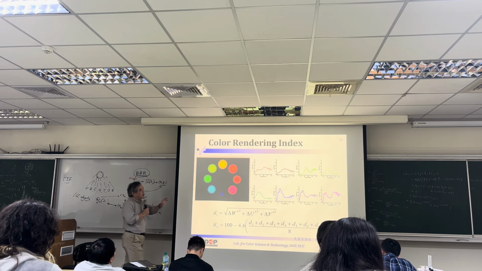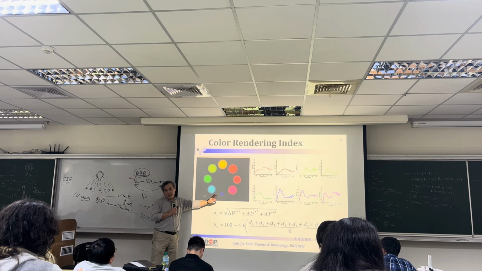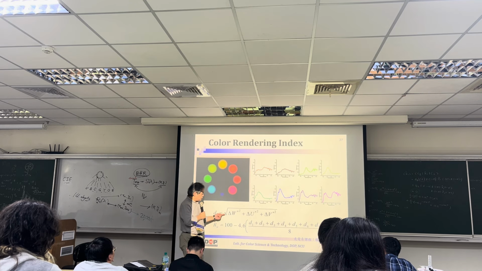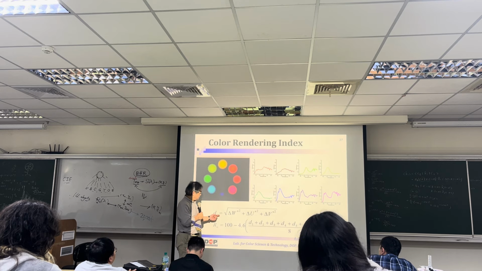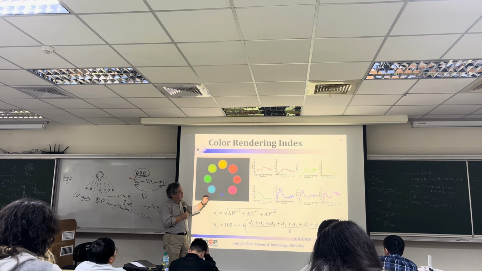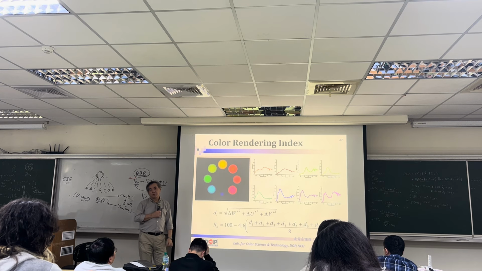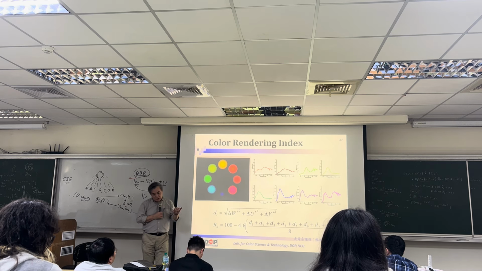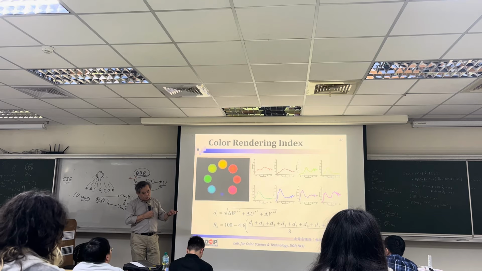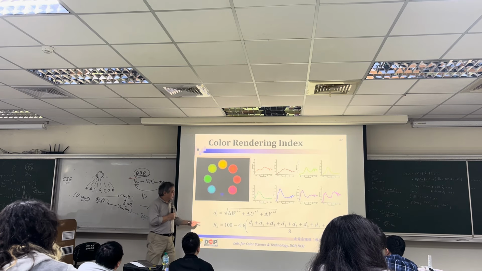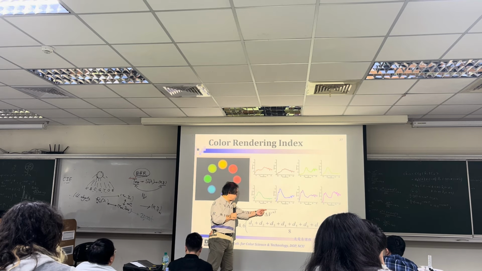So you have another standard 8 colors, right? So you calculate each color, the color difference, based on a geometry concept. Just calculate the distance between 2 color coordinates. We use the distance on the color coordinate to represent the color difference. Okay, so we have this kind of formula.